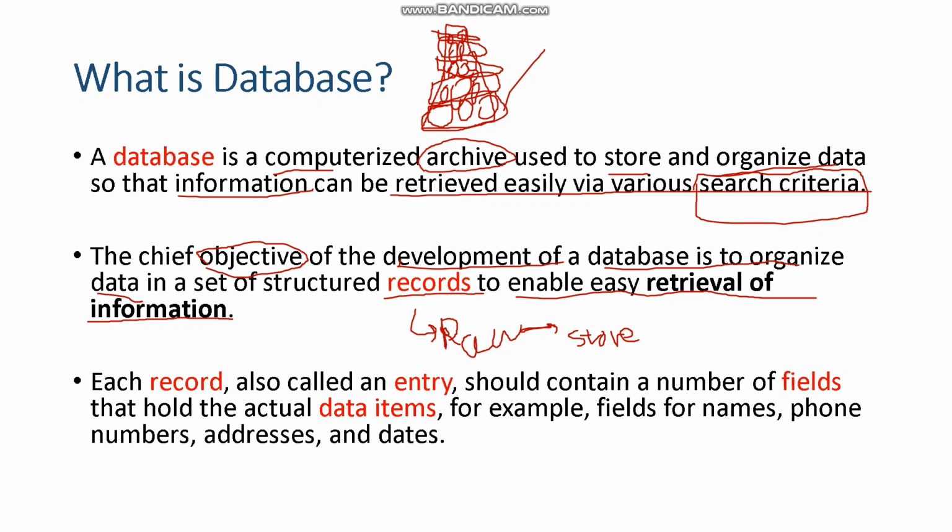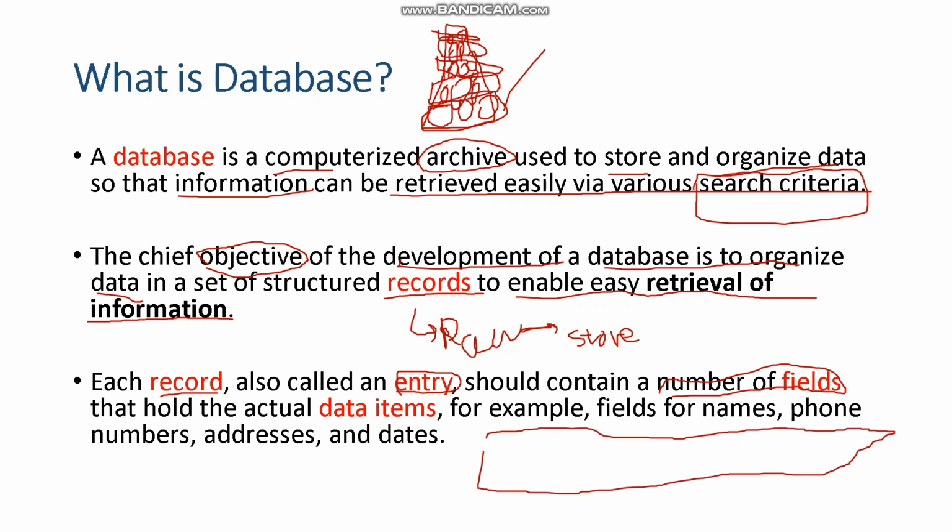Each record is also called an entry. We will discuss step by step, and you will know all the words we use in it. It should contain a number of fields. It means that it's data that is available in an organized way. This data is organized, and now it becomes a record.